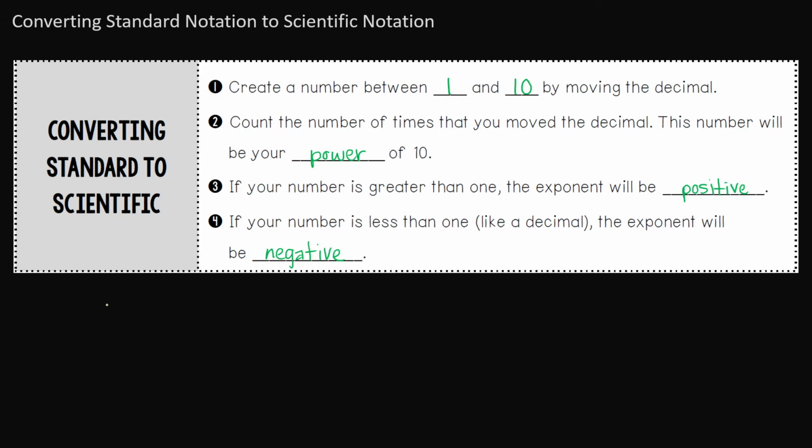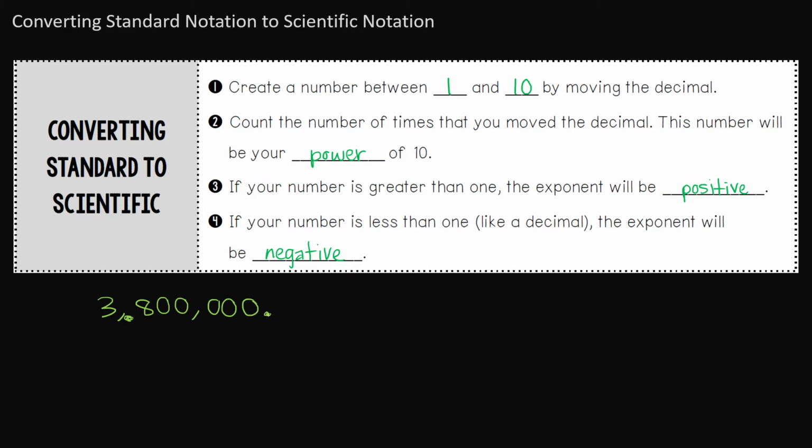So let's say I've got 3,800,000. And we want to write this in scientific notation. The first thing we need to do is determine where's the decimal right now. Well, it's at the end of all these zeros. Where do we want the decimal to be? Well, we want it to be somewhere so that we create a number between 1 and 10. And that would be right here, because we would create the decimal 3.8.